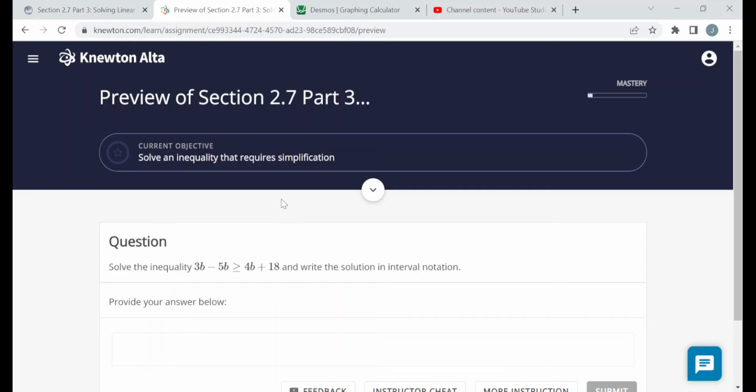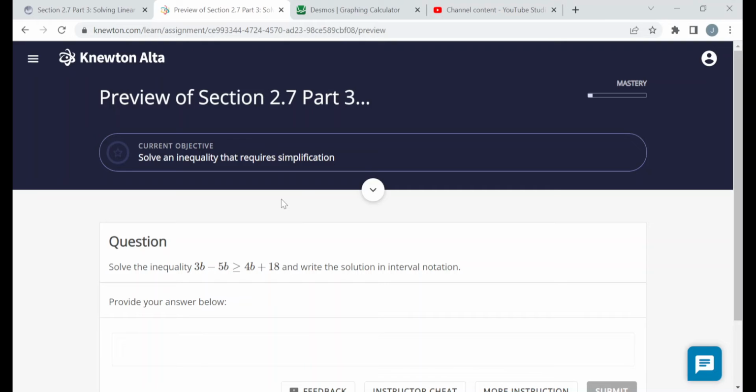Alright, now I'll just recap the properties. If you switch the sides, you got to flip the symbol. When you add or subtract, the symbol does not change. When you multiply or divide both sides by a positive number, the same positive number, the symbol does not change. It's when you multiply or divide both sides by the same negative number, that's when you flip the symbol. Alright, so that's really all you have to focus on.